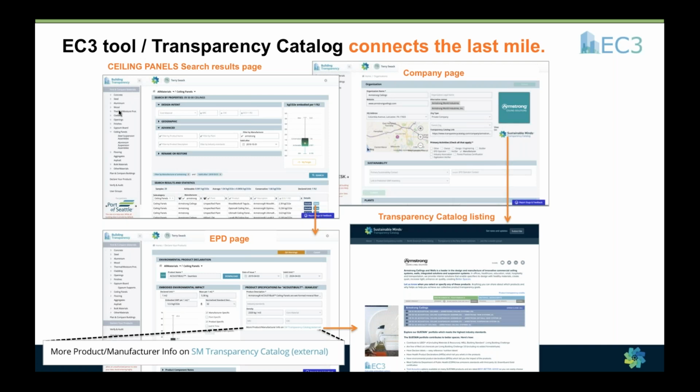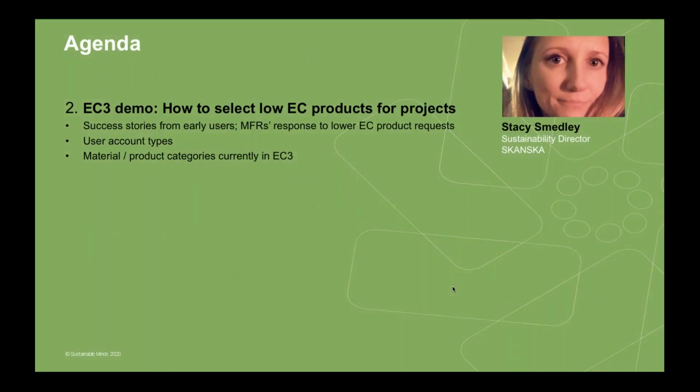There's two-way linking between the material category, the EPD, the digital EPD page that Stacy's going to talk about, and a link right here to the manufacturer's transparency catalog listing. In the EC3 tool, there's also a company page, and from that company page is a link directly to the transparency catalog listing, and you'll see the content that both tools provide. So Stacy, I'm going to make you the presenter and have you do your demo. Okay.